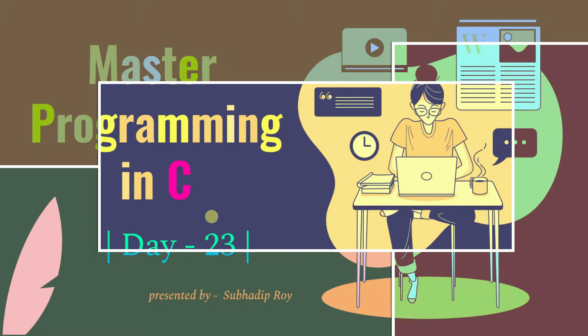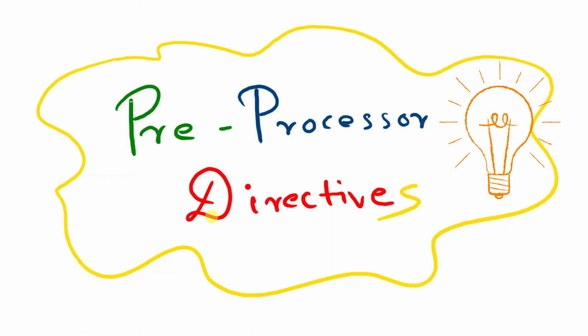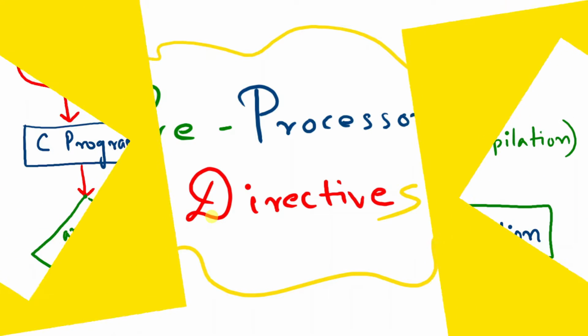The topic that we are concerned with today is preprocessor directives. Again, it has two parts, preprocessor and directives. Now we all know what is a directive. Directive is like a command or an order that we give for execution. But what is a preprocessor? It's a new term, right? To understand this, we need to go behind the curtains.